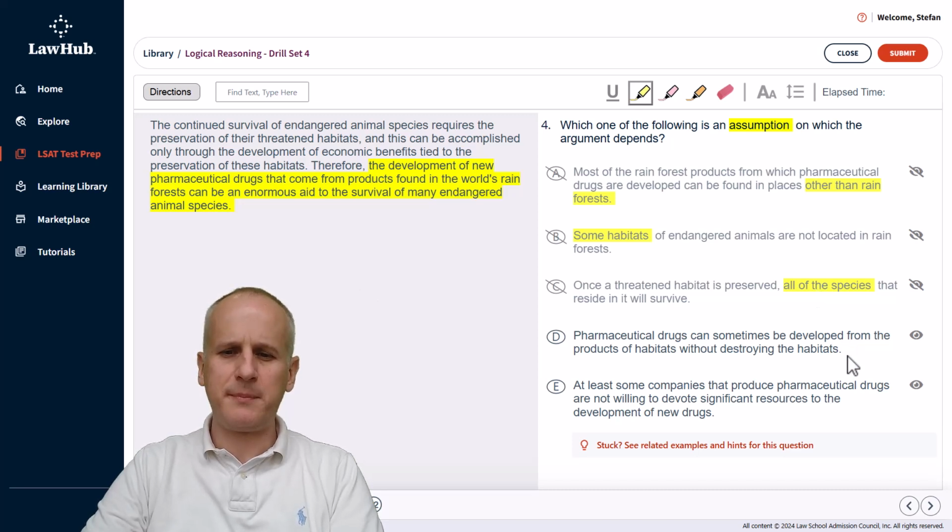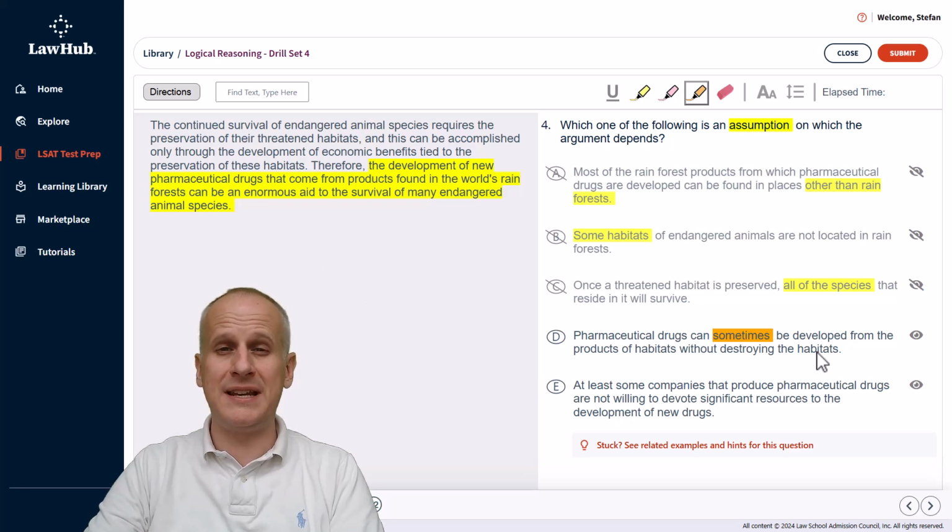Then choice D, pharmaceutical drugs can sometimes be developed from the products of habitats without destroying the habitats. Now, we do like to say that some is a vague quantity very often. But when we're applying the negation test, we've got to recognize that some has a very stark negation. So let's just, in a different color, look at this sometimes and think about the technical opposing quantity of sometimes, which would be never. And if we considered the idea that pharmaceutical drugs can never be developed from the products of habitats without destroying the habitats, I don't believe this argument at all.